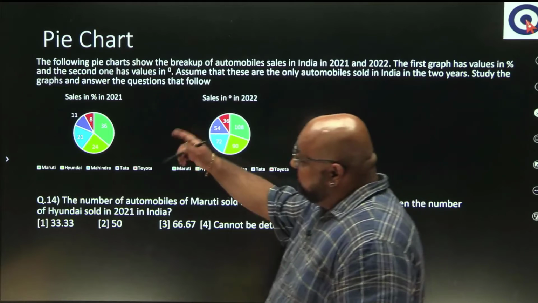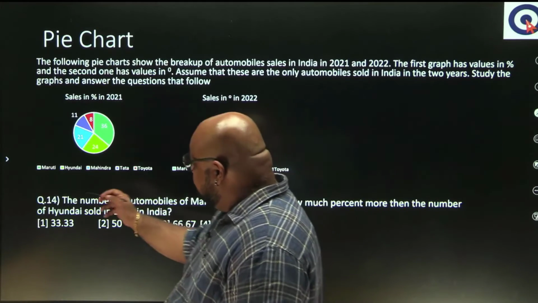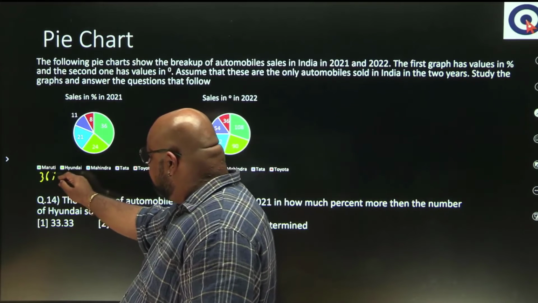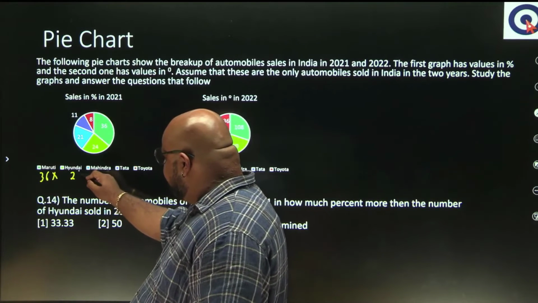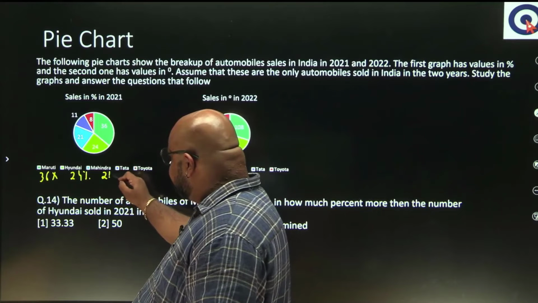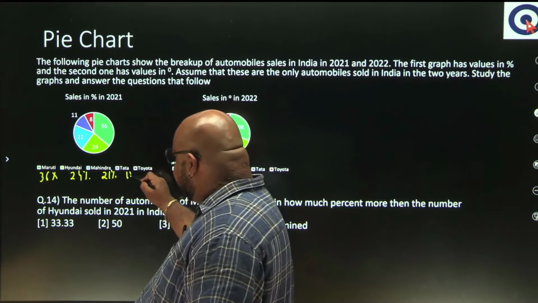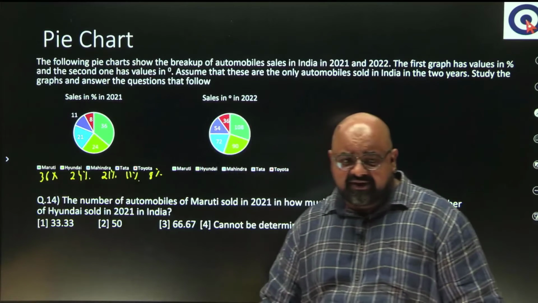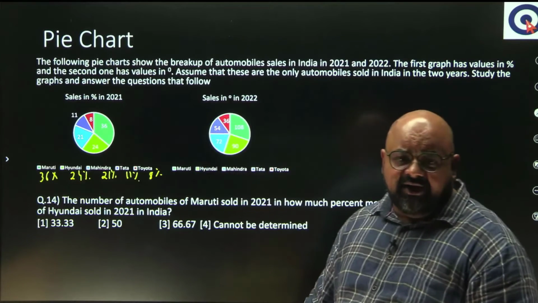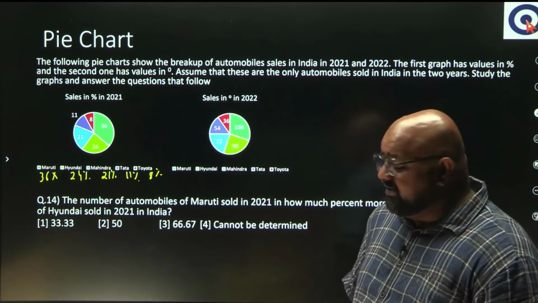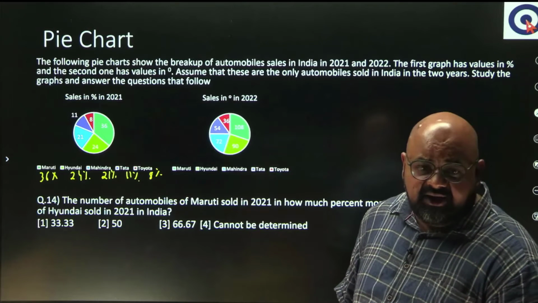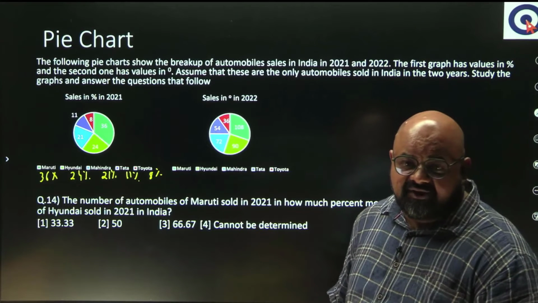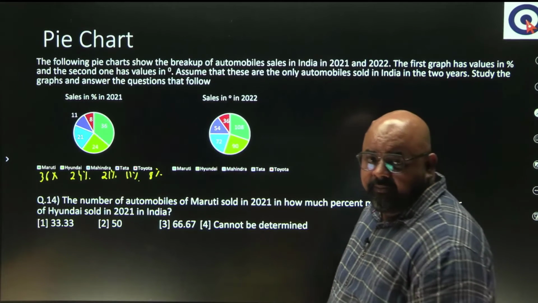So here, for example, sales for the different cars are given: Maruti is 36%, Hyundai is 24%, Mahindra is 21%, Tata is 11%, Toyota is 8%. Just quickly add and see whether the data is consistent. 36 plus 24 is 60, 60 plus 21 is 81, 21 plus 11 is 32, 32 plus 8 is 40, 60 plus 40, 100%.